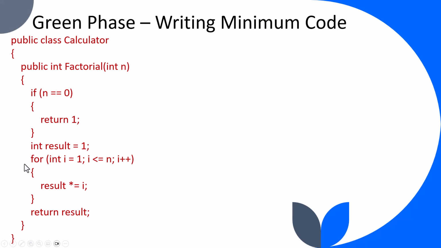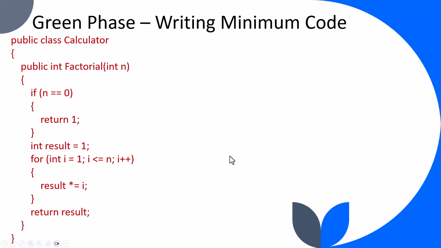But this is the actual logic. For int i equals 1, i less than or equal to 5 in this case, because we are entering 5, i plus plus. So result is multiplied by i. Result times equals i, result is replaced by result times i. So it is 1 times 2 times 3 times 4 times 5. All right, and then it returns the result. So that's how it calculates the factorial.